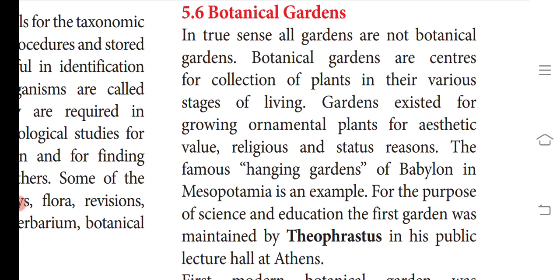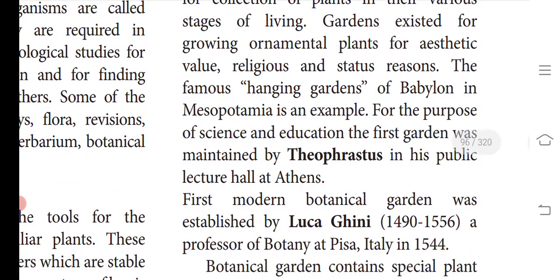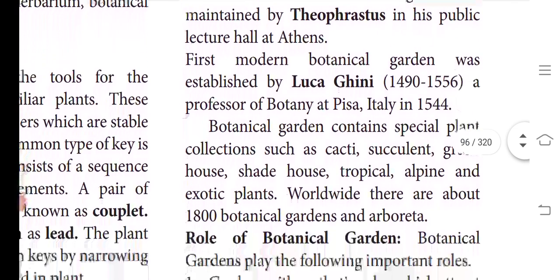Gardens existed for growing ornamental plants for aesthetic value. Aesthetic is the recreational value, religious, and they have some reason for that. The famous hanging garden of Babylon in Mesopotamia is an example. For the purpose of science and education, the first garden was maintained by Theophrastus. Okay, the first modern botanical garden was established by Luca Ghini, a professor of botany at Pisa, Italy.